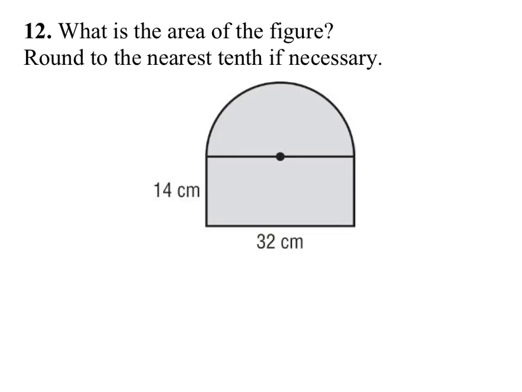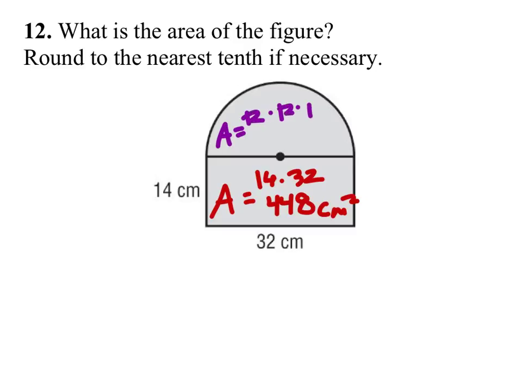Alright, so looking at this shape, you may think that there's not enough information to figure out what it is. And yeah, we could find the area of this rectangle pretty easily by taking 14 and multiplying it by 32, which would give us 448 centimeters squared. But now we got to figure out the area of this half circle or semicircle. Now what that means is we're going to have to take the radius, multiply it by the radius, and then pi, and then divide that by 2.